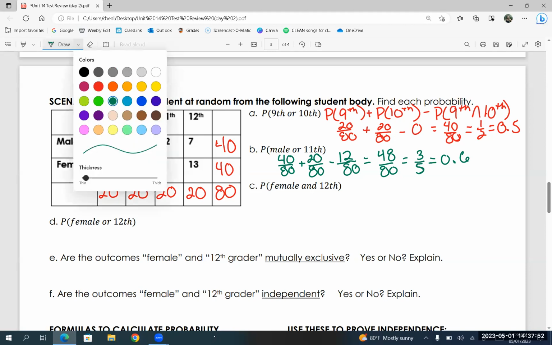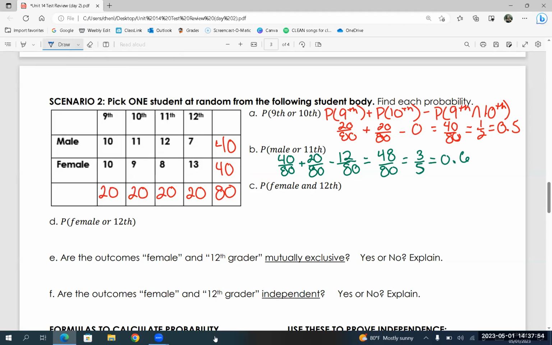Okay, part C. Probability that somebody is female and in 12th grade. So female and 12th would just be these 13 out of the total 80. And as a decimal, that would be 0.1625.